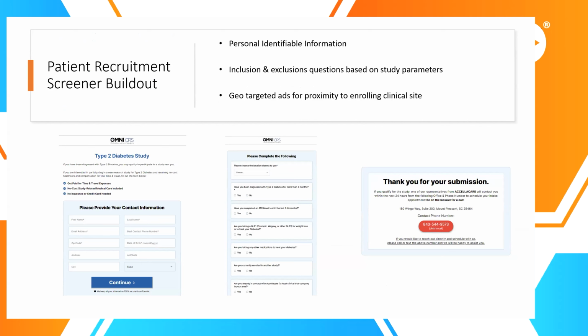The PII is held intact with our compliance. Like I said, the questions are based on study parameters, and then everything is geo-targeted for proximity to the site, so that's within 30 to 50 miles. That's what we normally focus on. And then a thank you page to the patients as well that gives the direct contact information to whoever's running the study. So if the patient wants to reach the site directly, they have that ability, which I think is important.